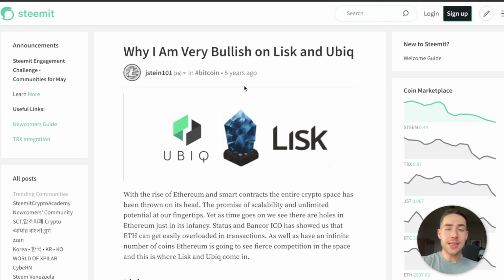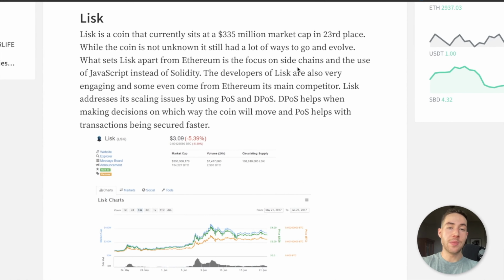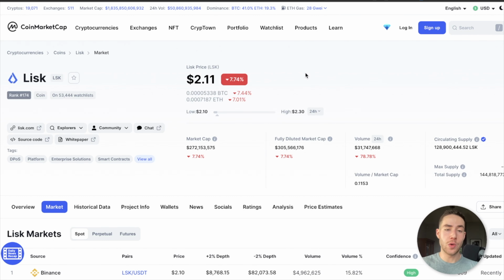So, just my thought. If we take a look at this link, you can see here that 5 years ago, this guy says that he was very bullish on Lisk and another protocol such as Ubiq. Lisk back then was sitting at a $335 million market cap, and it was in the 23rd place. And this guy was extremely bullish on Lisk. Since then, it's fallen quite a lot.